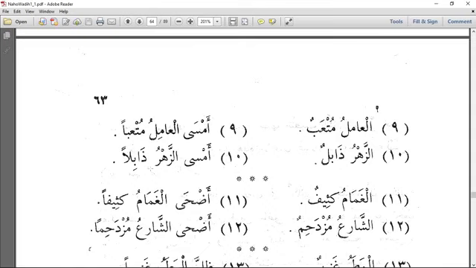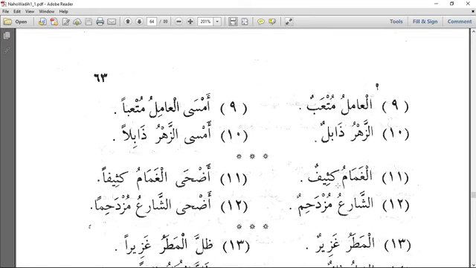Amsa zaharu dhabilun. The flower became withered in the evening. Al-ghamamu kathifun. The cloud is thick. Adha al-ghamamu kathifan. The cloud was thick in the time of duha, or the cloud became thick in the time of duha.